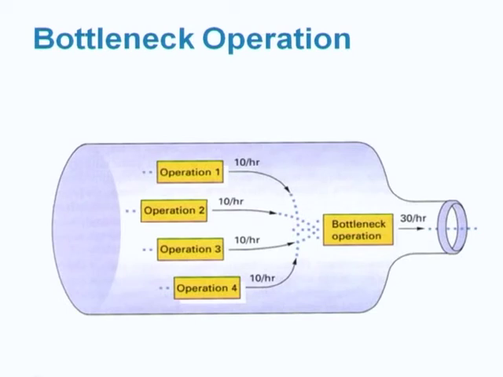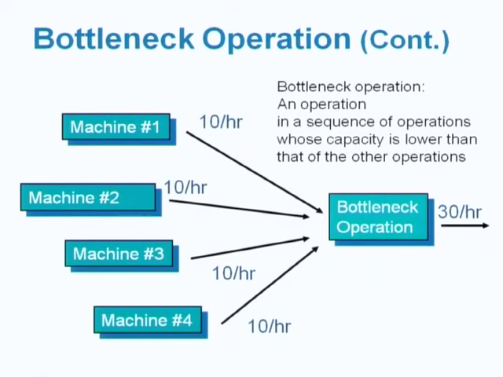And the next one, we go to bottleneck operation. When you see this picture, this is the same as the previous picture. A bottleneck operation means an operation in the sequence of operations whose capacity is lower than another operation. On the left-hand side, machine 1, machine 2, machine 3, and machine 4 all have a capacity of 10 units per hour.